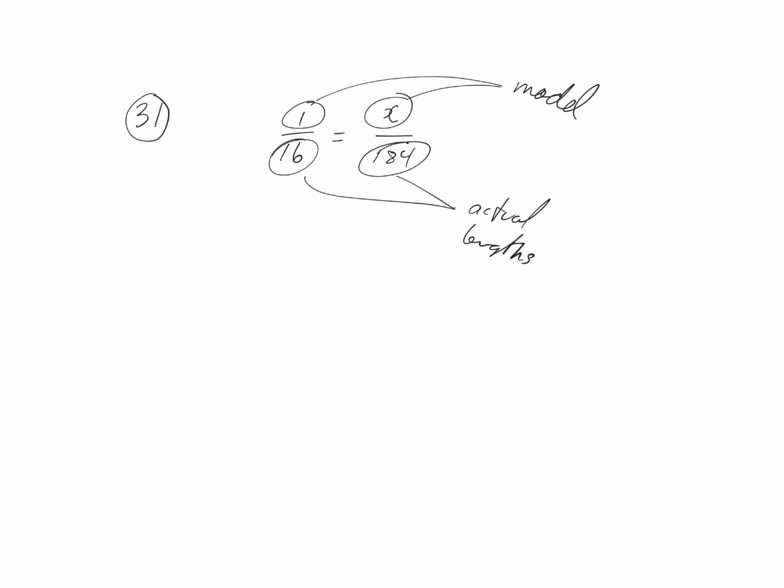So we simply have to cross multiply. 16x equals 184, and we have to do 184 divided by 16, and that is 11.5 equals x. So that's what you would grid in, 11.5.